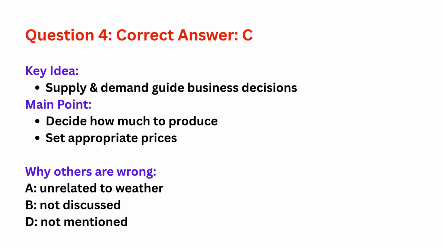Question 4. Correct answer is C. The lecture explains that businesses use information about supply and demand to determine how much of a product to produce and what price to charge. This helps companies make effective decisions in the market.